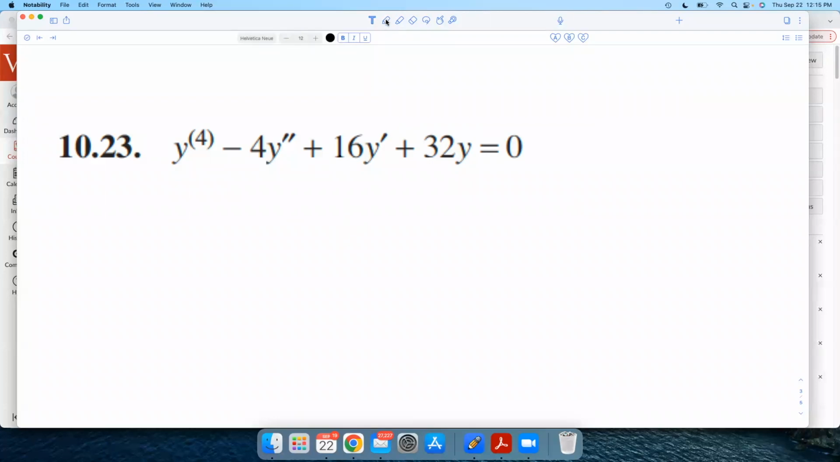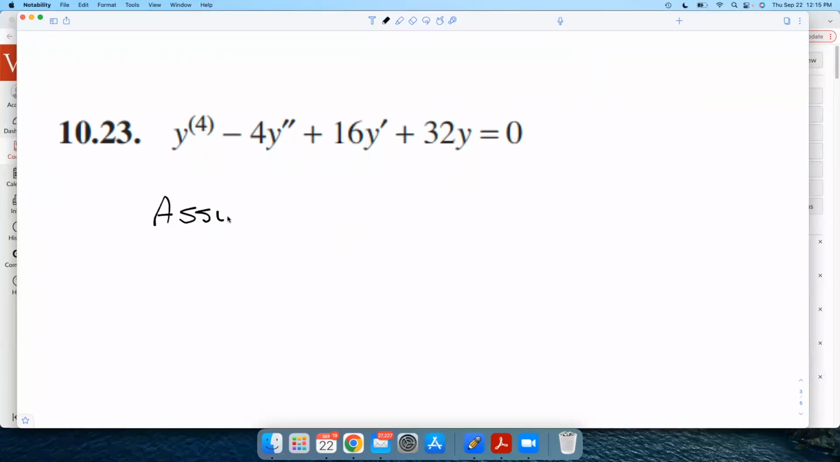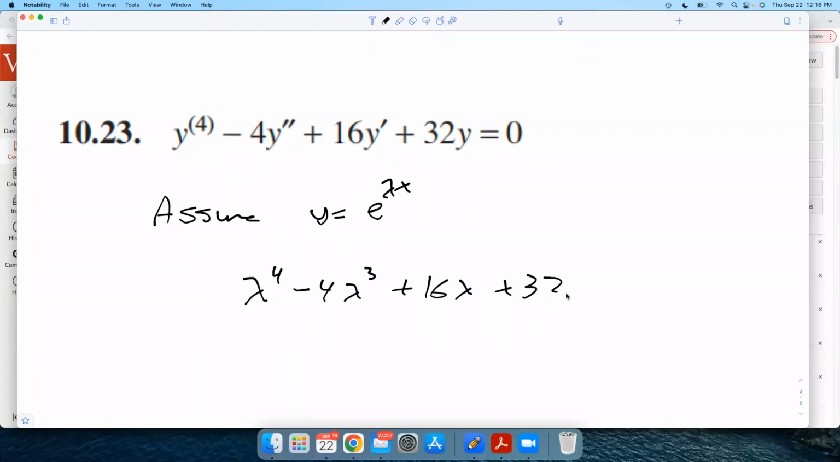We assume a solution. y equals e raised to the lambda, let's assume our variable is x here. And I'm not going to write out y prime, y double prime, and so forth. We know, or you should know, what you're going to get for each of these. You know that we're going to get lambda to the fourth minus 4 lambda cubed plus 16 lambda plus 32 times e to the lambda x equals 0. And verify that for yourself.